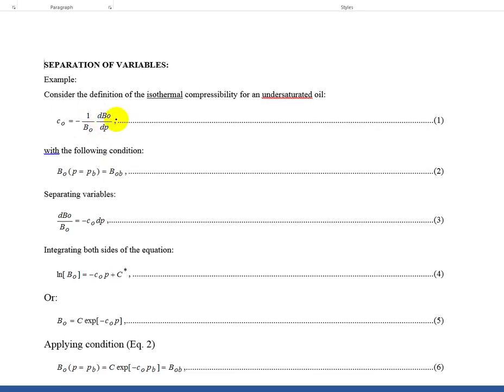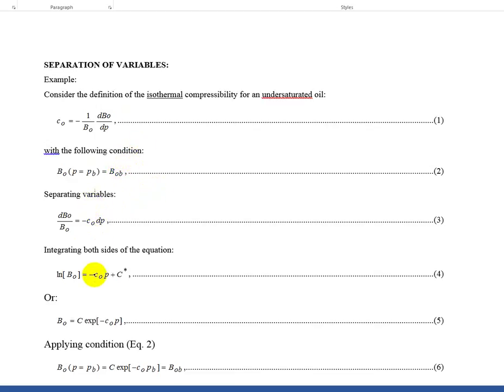So here, this is the definition of the compressibility, and for an undersaturated oil. Okay, the undersaturated oil means that it is a single phase, so it is only liquid. And this is subject to the condition that when the pressure is equal to the bubble pressure, this volume is going to be equal to some reference volume. In this case, it is the volume at bubble point, right?